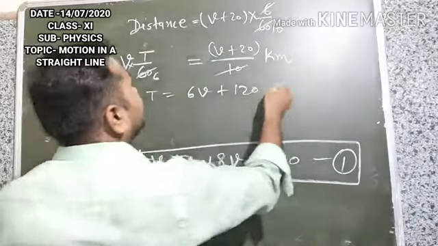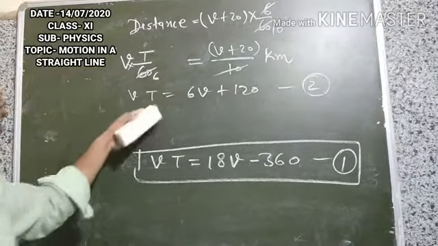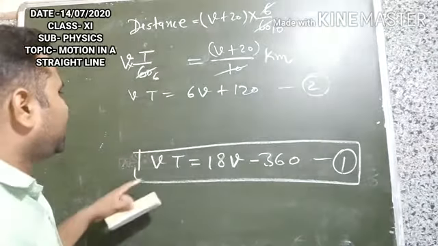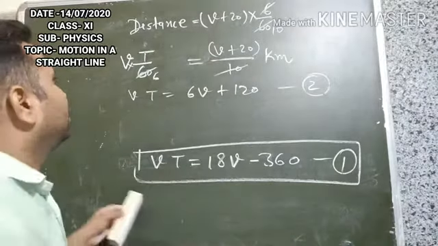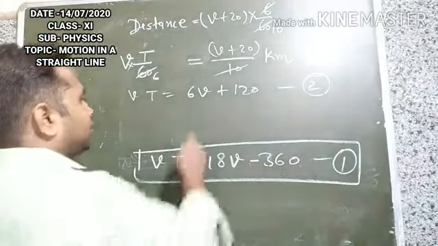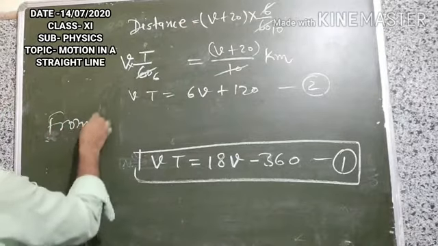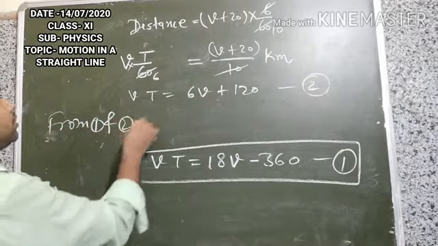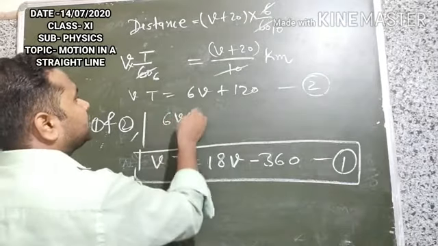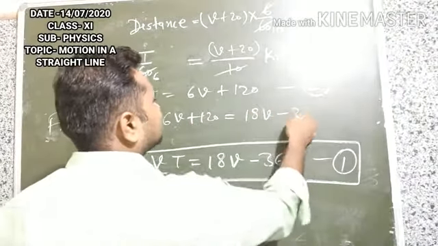Question number 2. See here, 1 and 2 both show the value of Vt. So you can solve this relation by equating these two. Two equations, two variables, so you can solve for the variables here. So finally from 1 and 2, what do we get? This is equal to Vt, and this is also equal to Vt. So finally 6V plus 120 is equal to 18V minus 360.